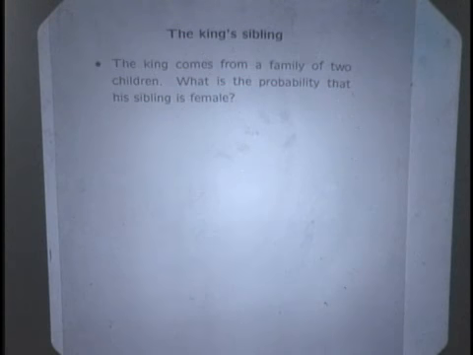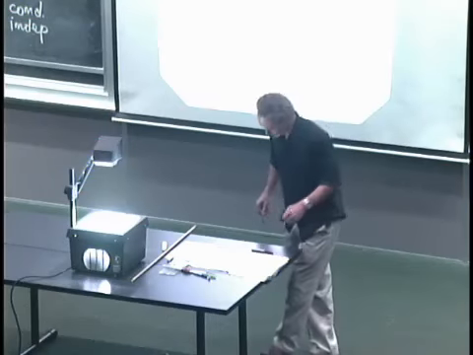There is a king, which means that at least one of the 2 children was a boy. Otherwise, we wouldn't have a king. What's the probability that the king's sibling is female?